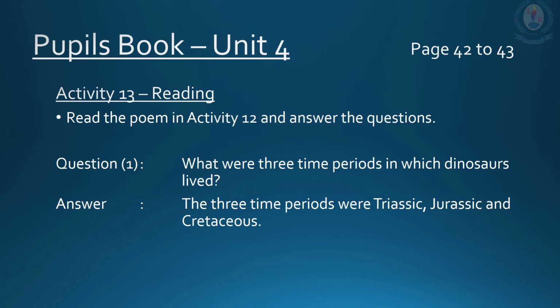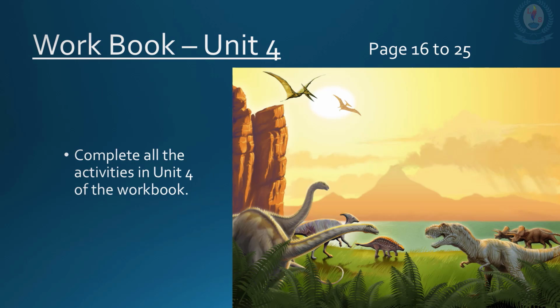Now we mentioned Triassic and Jurassic, so those are 2 of the time periods. So let's read a bit more. It says, then they evolved as the earth revolved in times known as Cretaceous. So here we have the final time period, right? Cretaceous period. So by reading this poem, you can find the answers to questions number 2, 3, 4, 5 and 6, right? So similar to all the previous units of the pupils book, most of the further activities that you need to do are given in your workbook.